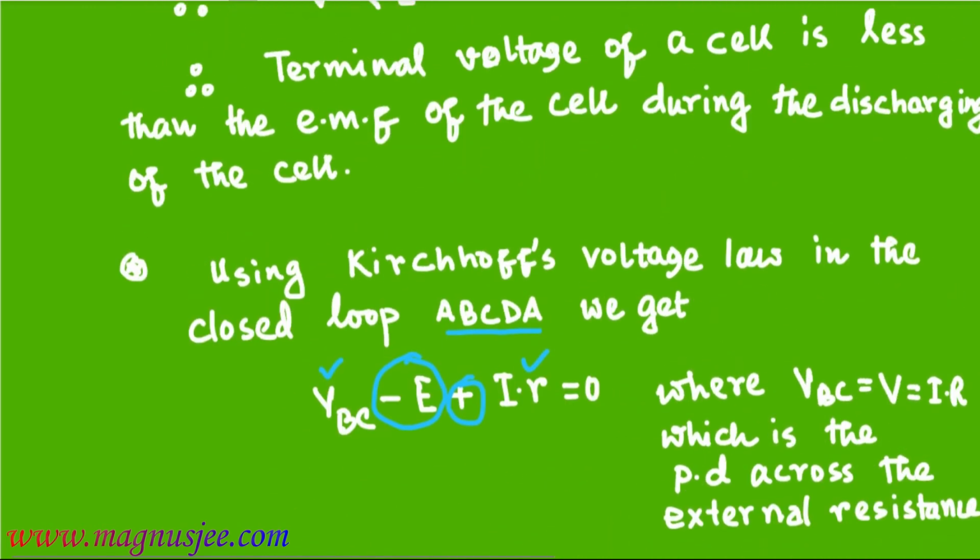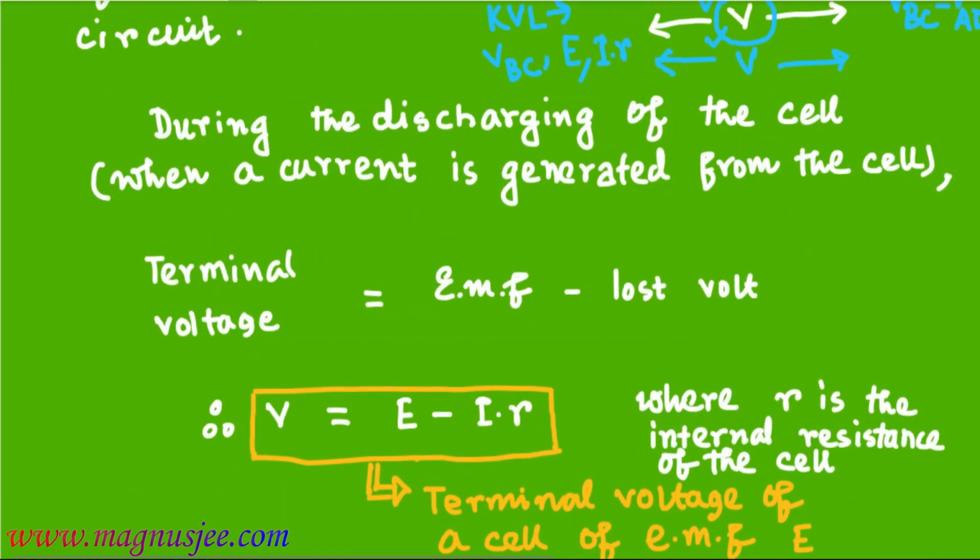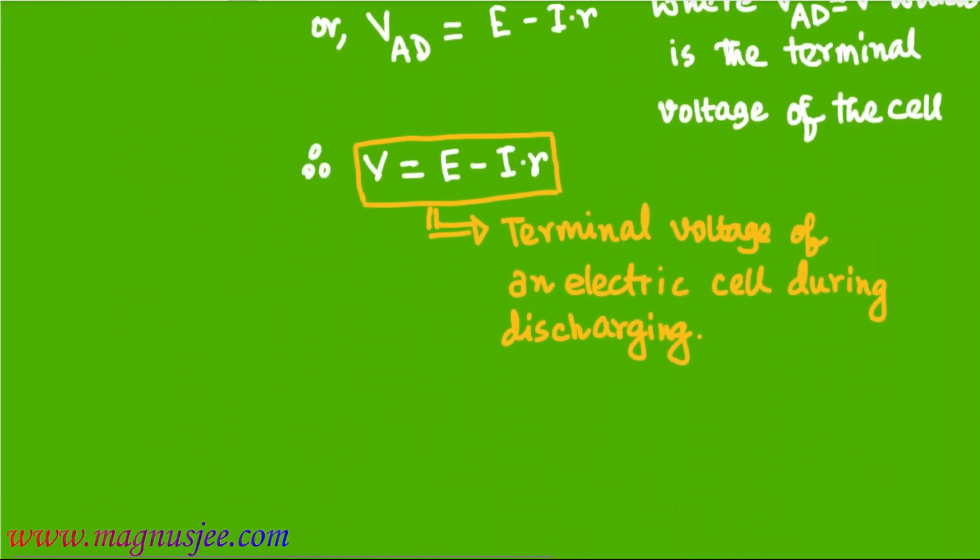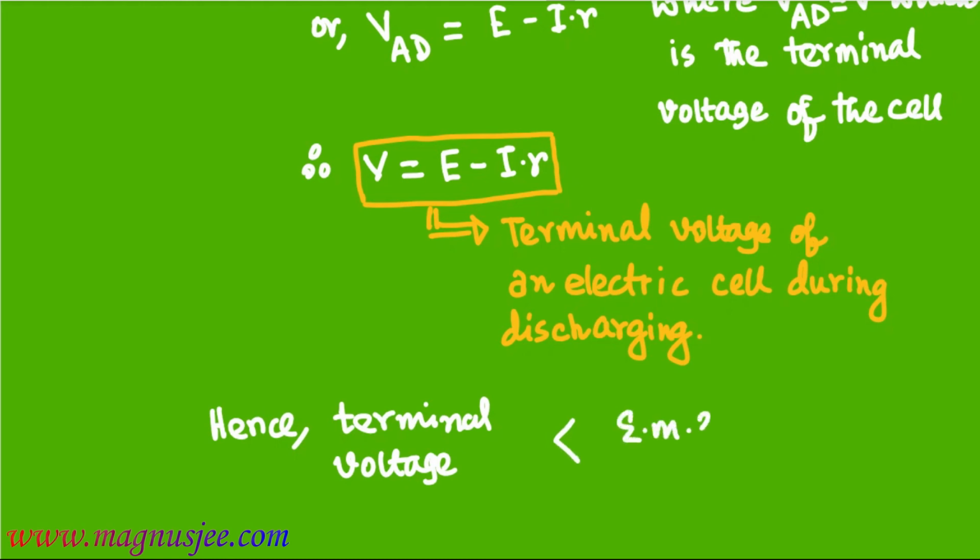And finally we get V equal to E minus I dot r. Hence, we can say that the terminal voltage of an electric cell is less than the EMF of the cell during discharging.